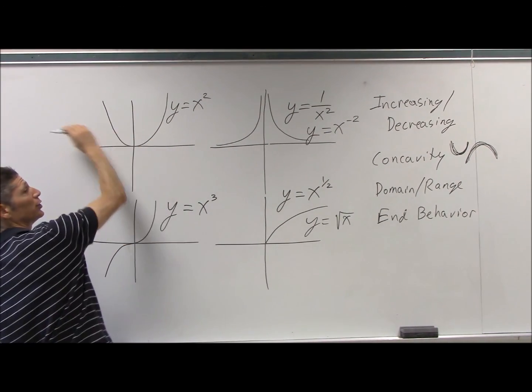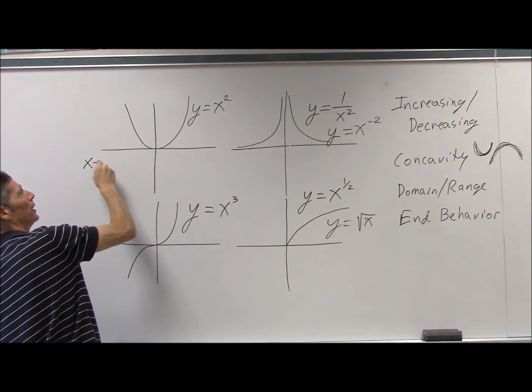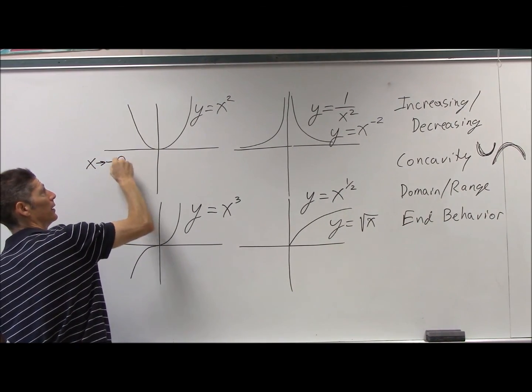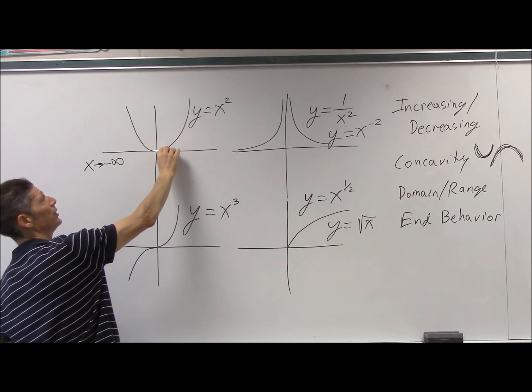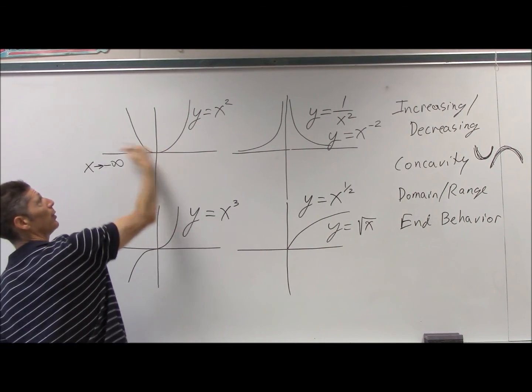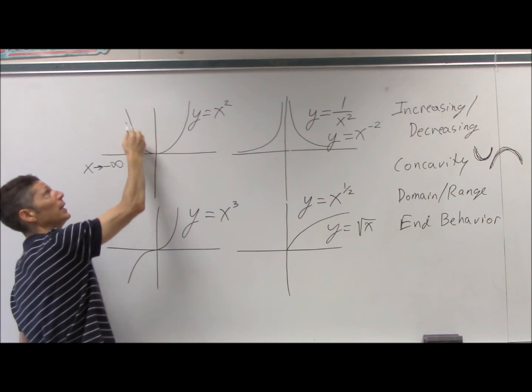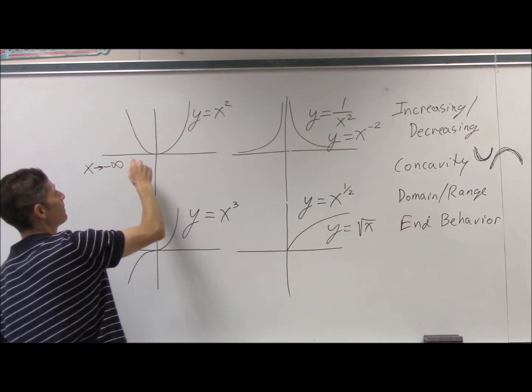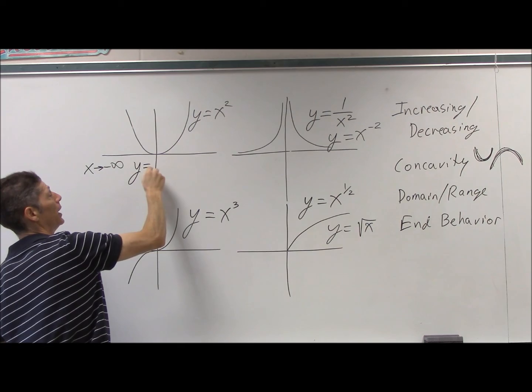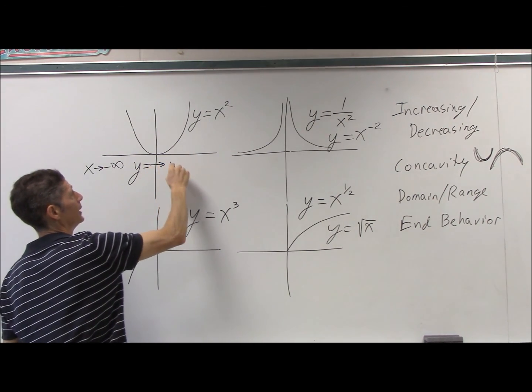So when x goes to negative infinity, you see that one? Yeah, I do. x is going to negative infinity. I'm trying to go in this direction forever and ever. My function value, my y value, is going up forever and ever. I would say y is going to positive infinity.